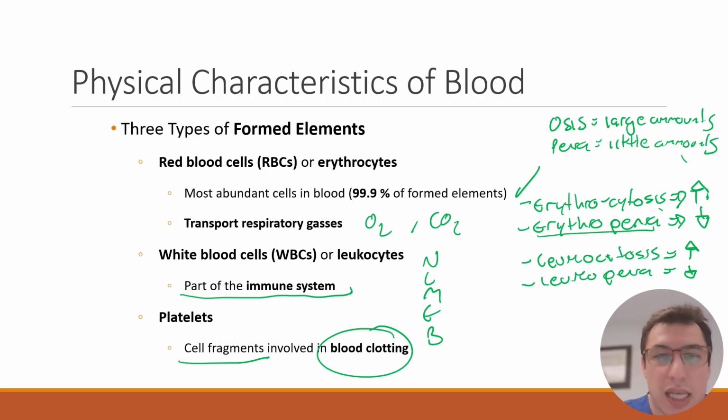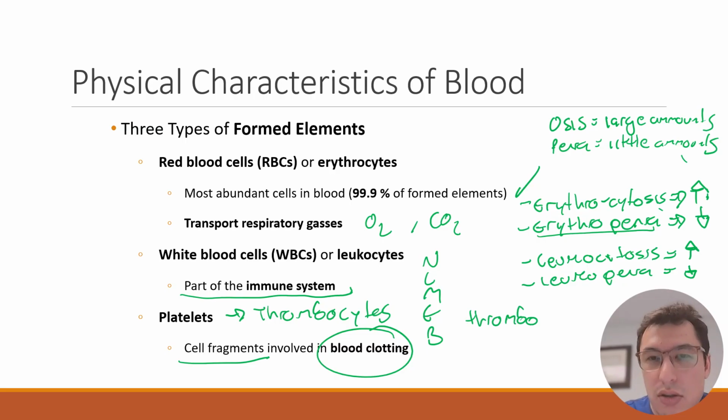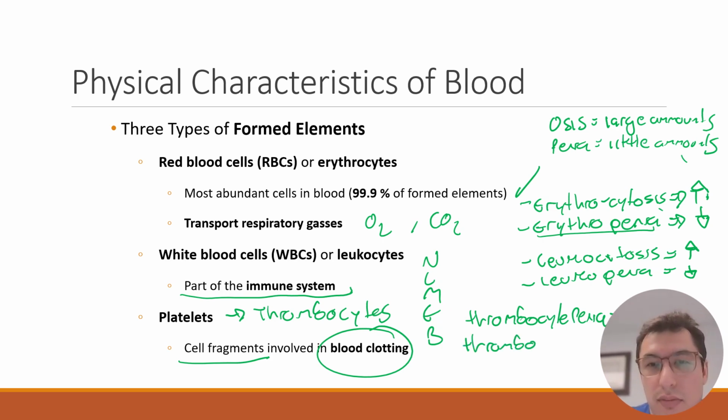And the same goes for platelets. Remember that the formal name for platelets is thrombocytes. So thrombocytopenia will be little amounts, and thrombocytosis will mean large amounts of platelets. Large amounts of platelets will lead to more blood clotting, will lead to blood clots in your body. Lack of blood clots in your body, or thrombocytopenia, will lead to bleeding.